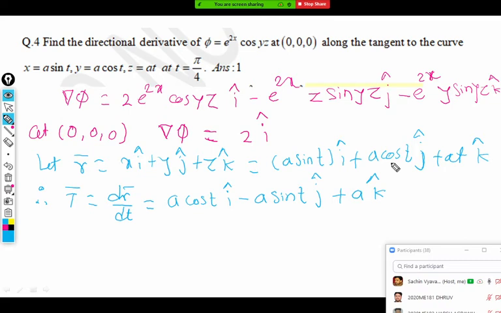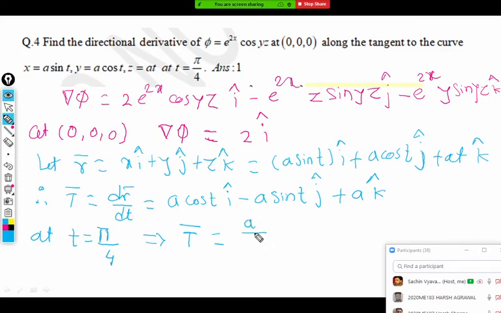And lastly, we want this tangent at t equal to pi by 4. So at t equal to pi by 4, the tangent vector t bar is, what is cos pi by 4?